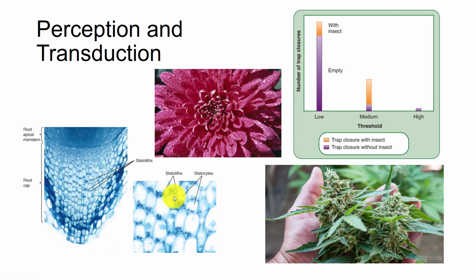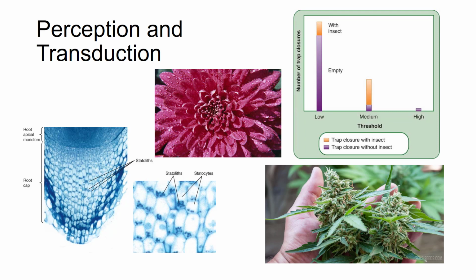Statoliths are too dense to float in cytoplasm and always settle to the bottom of the cell, thereby distinguishing down from up. The site of perception is tentatively assumed to be the same as the site of transduction. Presentation time is the length of time the stimulus must be present for the perceptive cells to react in complete conduction. Threshold is the level of stimulus that must be present during the presentation time to cause perception and transduction.